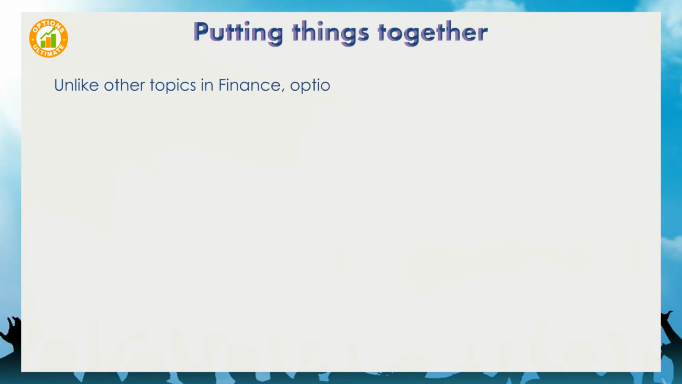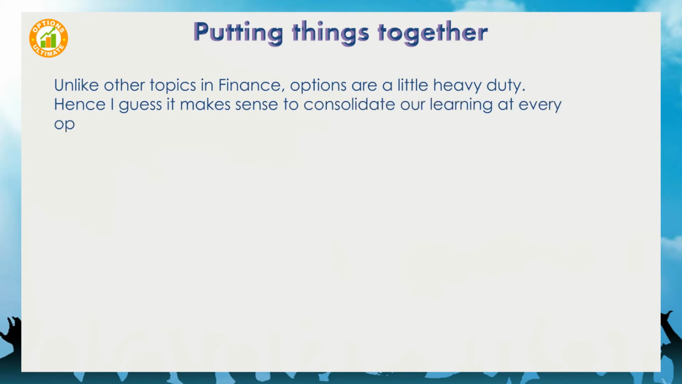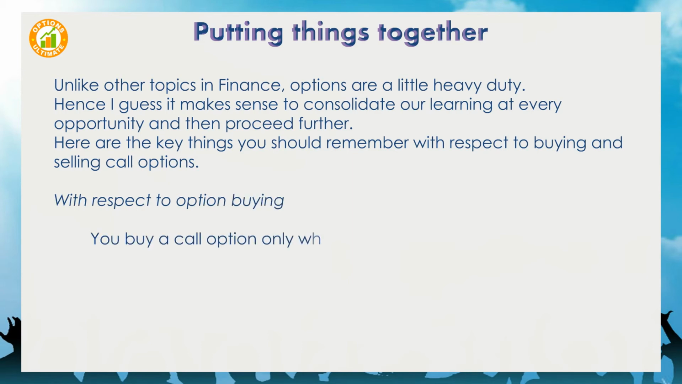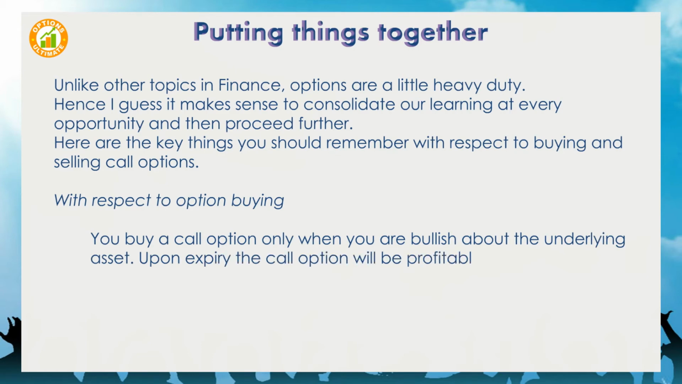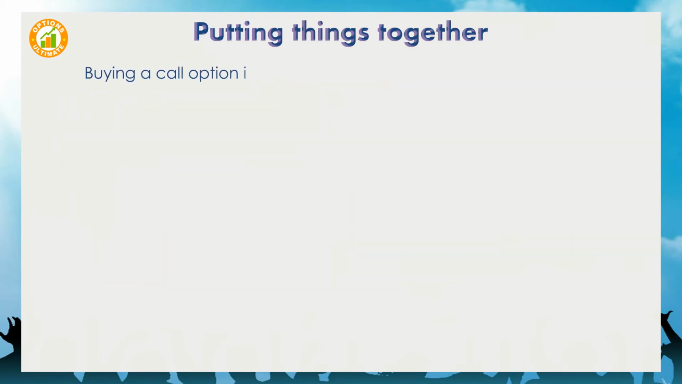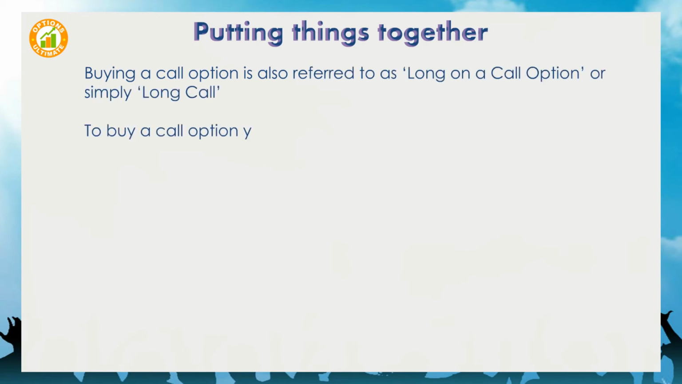Unlike other topics in finance, options are a little heavy-duty. Hence I guess it makes sense to consolidate our learning at every opportunity and then proceed further. Here are the key things you should remember with respect to buying and selling call options. With respect to option buying, you buy a call option only when you are bullish about the underlying asset. Upon expiry, the call option will be profitable only if the underlying has moved over and above the strike price. Buying a call option is also referred to as long on a call option, or simply long call. To buy a call option, you need to pay a premium to the option writer.